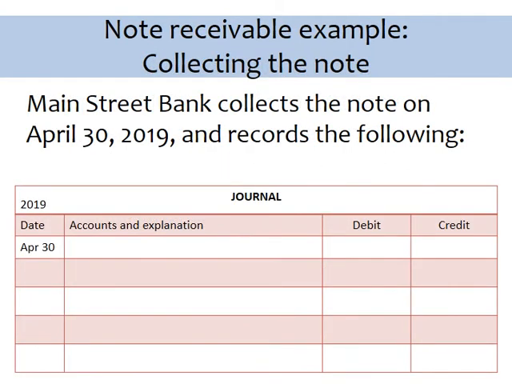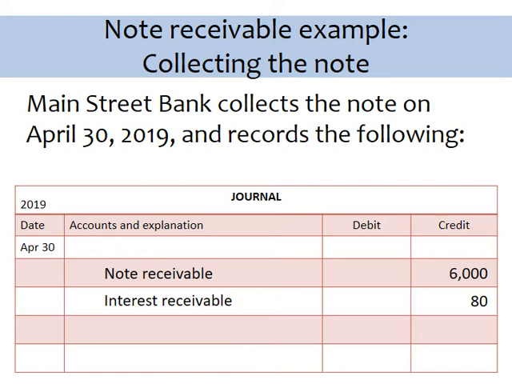Now we fast forward to the collecting of the note on April 30th, 2019. We're going to do this journal entry out of order because it's easier that way. First thing I'm going to do is credit note receivable for the $6,000. Next, I will credit interest receivable to remove the $80 balance that we had made for the adjusting entry at year end. Next, I'm going to recognize interest revenue on this note for January through April. We already recognized interest revenue for November and December in the adjusting entry.